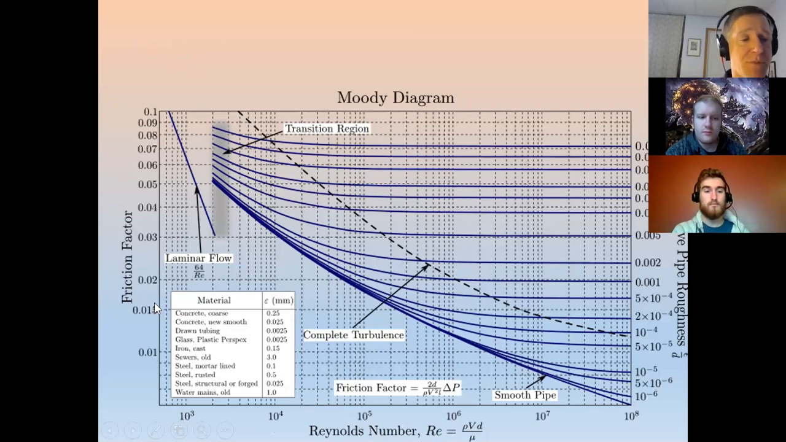The friction factor is multiplied by the velocity squared. So Reynolds number means things are going faster. Friction factor is affected by the roughness of the pipe for turbulent flow. For laminar flow, it's really not, but as you can see, again, you are multiplying by velocity squared.